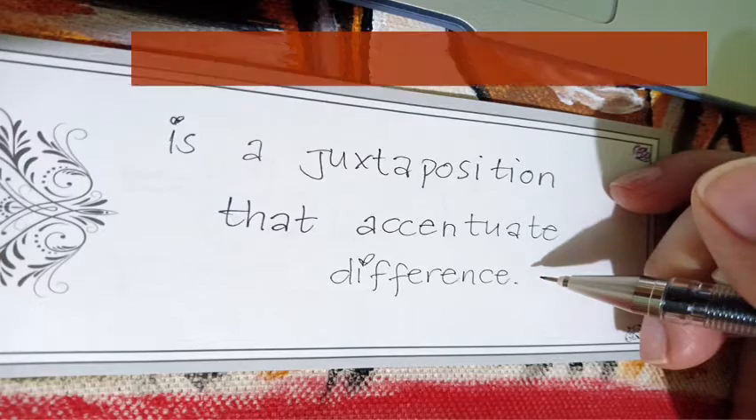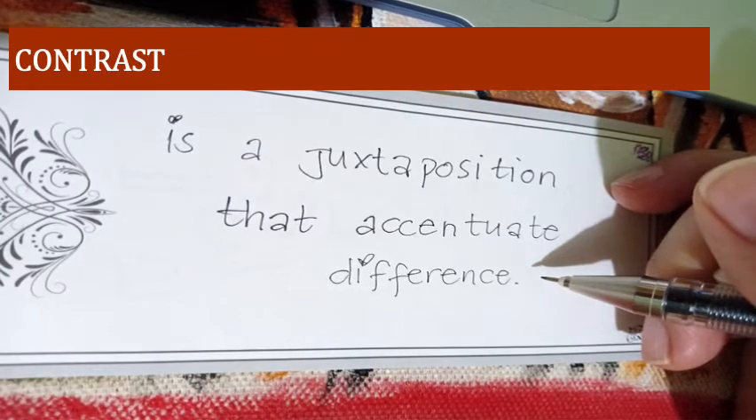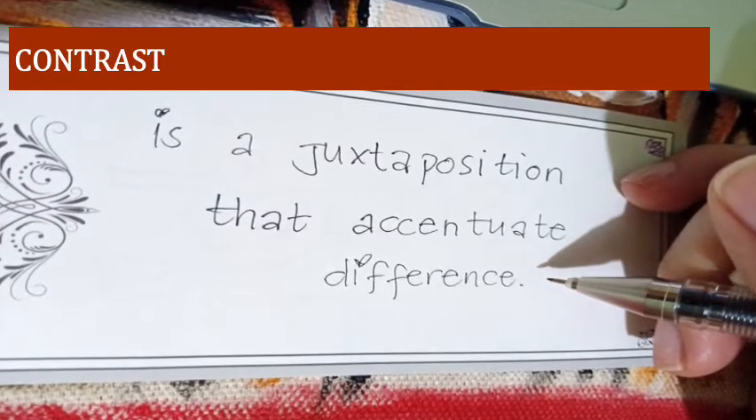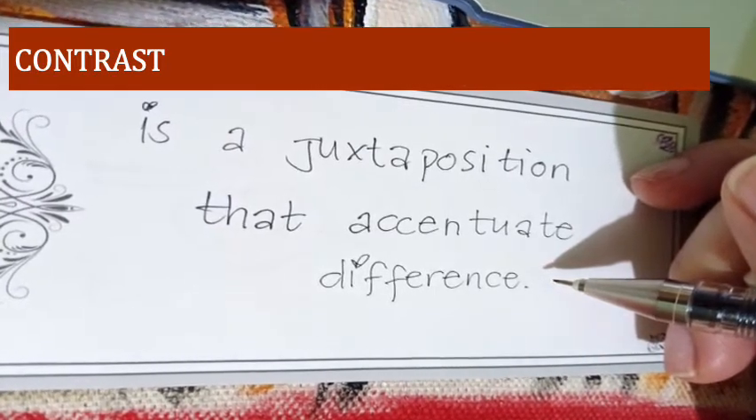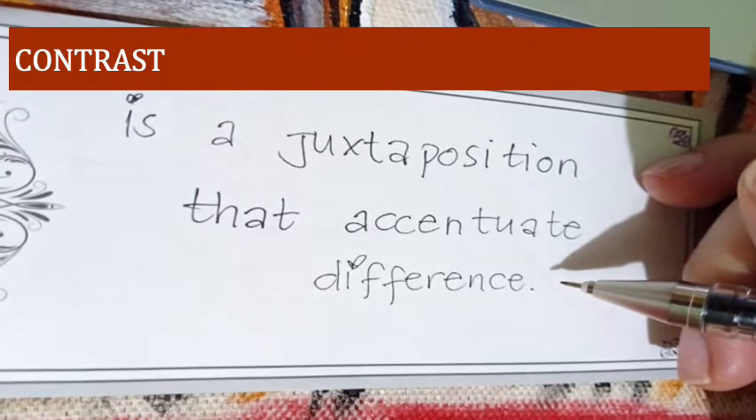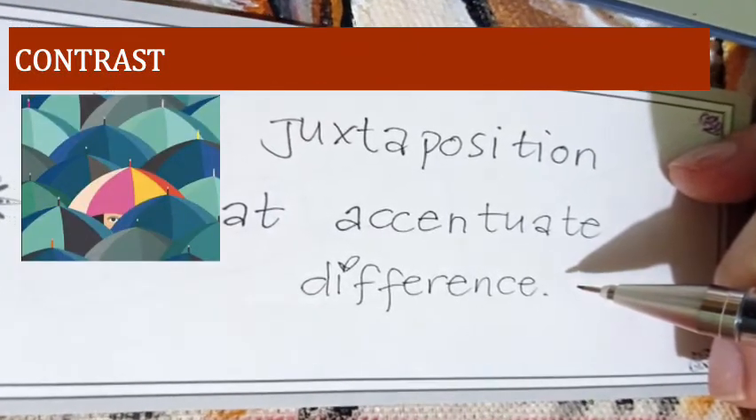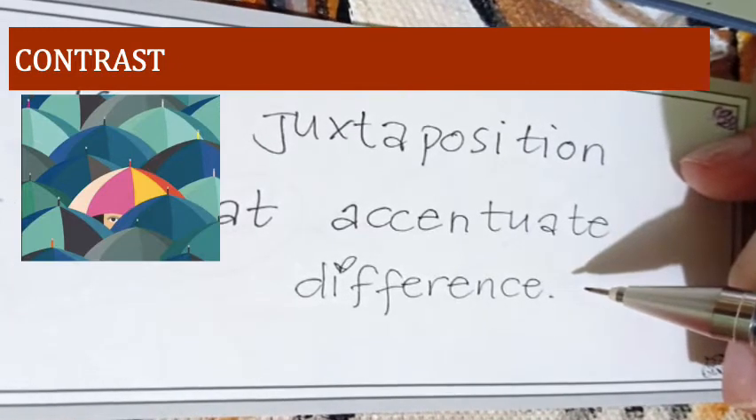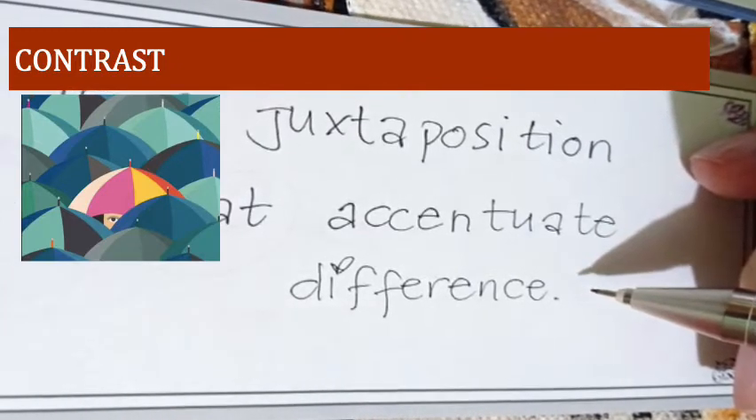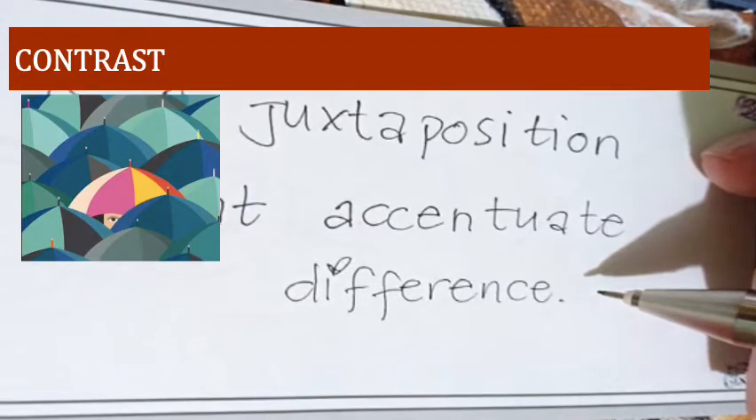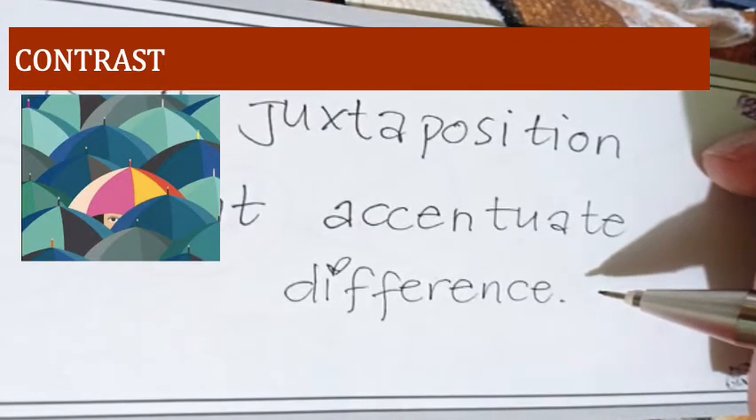Okay. Another one is contrast. Now, contrast is a juxtaposition that emphasizes a difference. This can often be done using color. As you can see in the example, in order to accentuate the difference, the artist uses a different color scheme on the umbrella and even on the face of the girl.